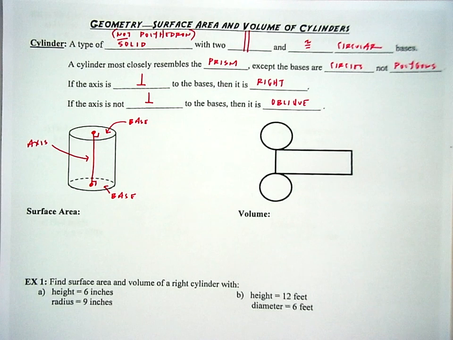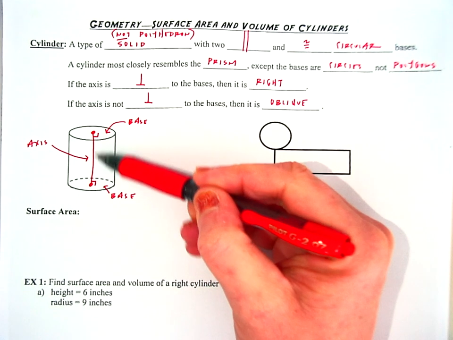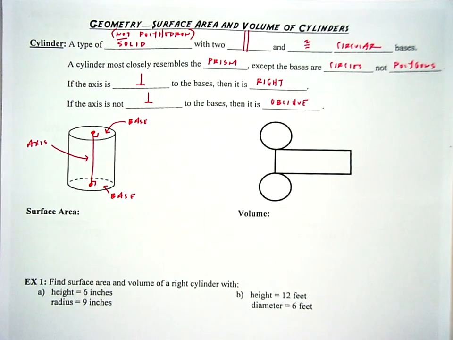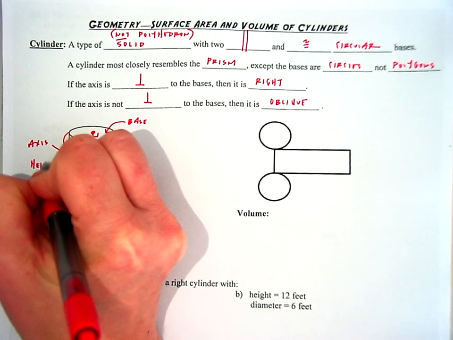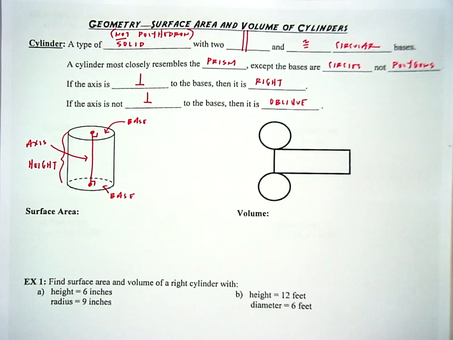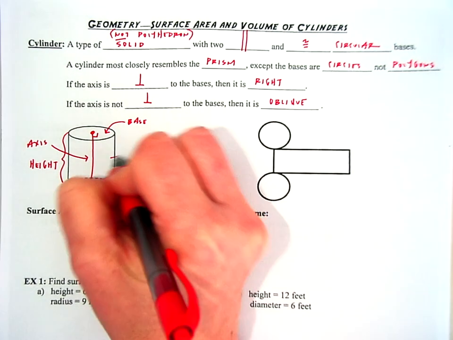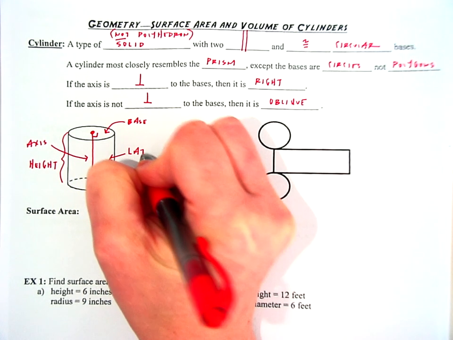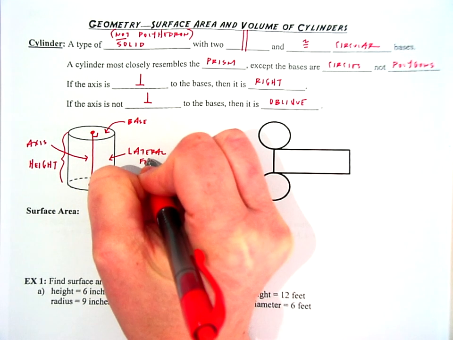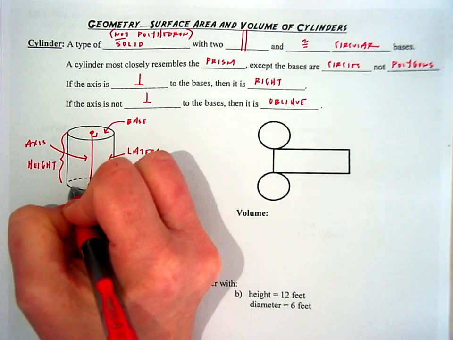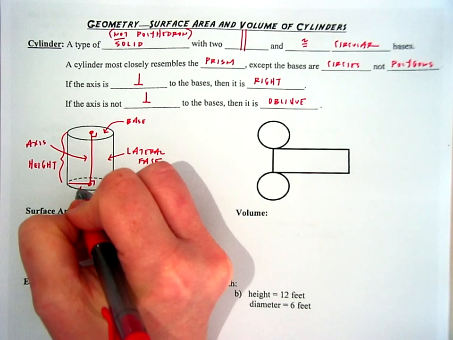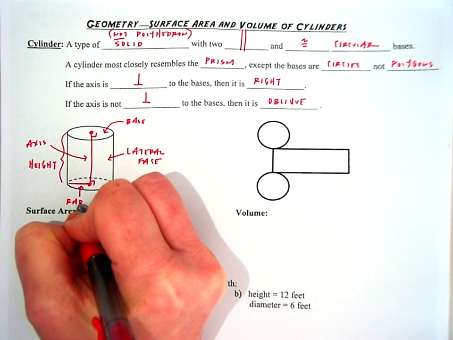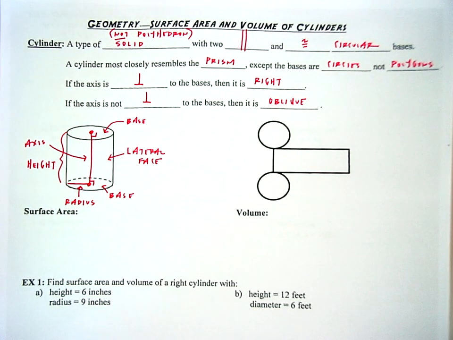The height of it would be the length of the axis. So I'm looking at that perpendicular segment that connects the two bases. I know that that is my height, this span from here to here. And here we have really just one curved lateral face. So this whole part here is the curved lateral face. I could also label a radius. Right here, if I connect the center to any point on the circular base, that would give me a radius. And we know that any one radius will be congruent to any other radius in the same diagram.